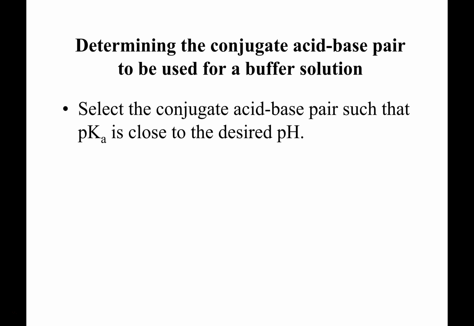So here's the deal. Ideally, equal molar concentrations give you a ratio of 1, and the log of 1 is 0. Then ideally, when you go looking for a good conjugate acid-base pair, you should basically try to get the pKa of your weak acid to be equal to your target pH. This is our target pH.